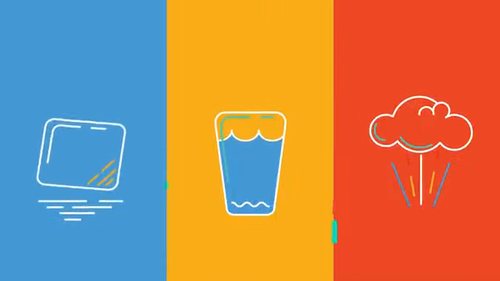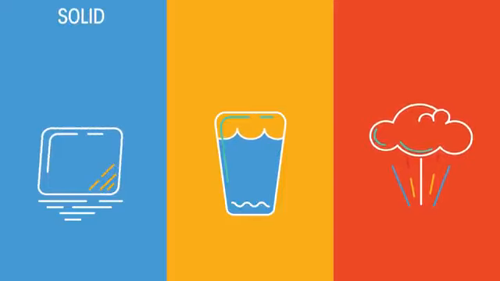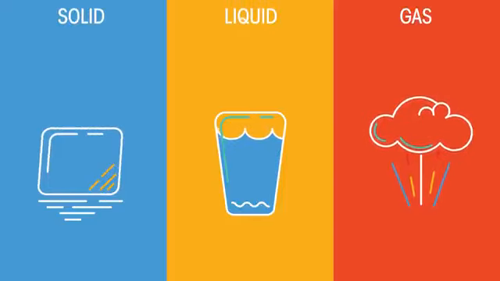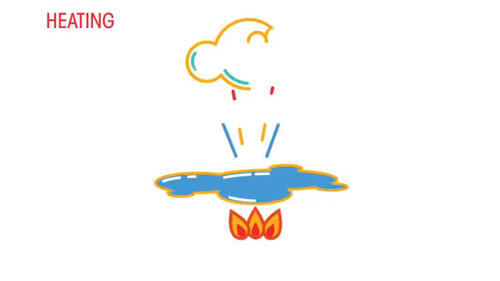Have you ever wondered why ice turns into puddles of water on a sweltering day? Keep watching and you'll find out. On Earth, materials exist in one of three main states of matter: solid, liquid, or gas. Materials can change between these states. When a state change occurs, a substance's properties will also change.